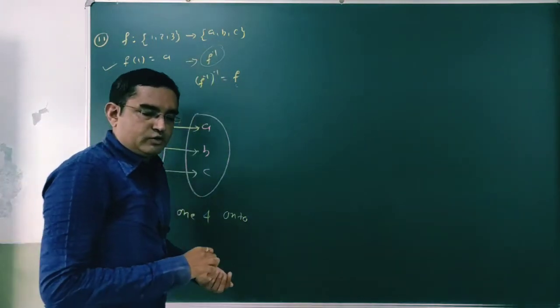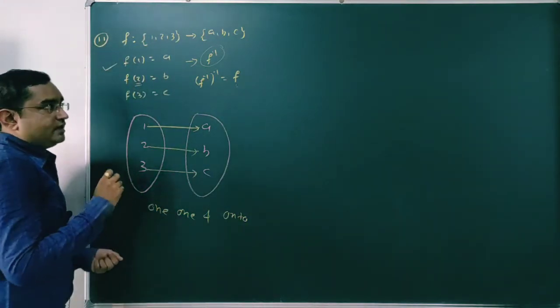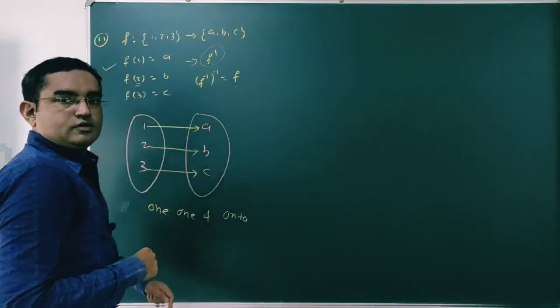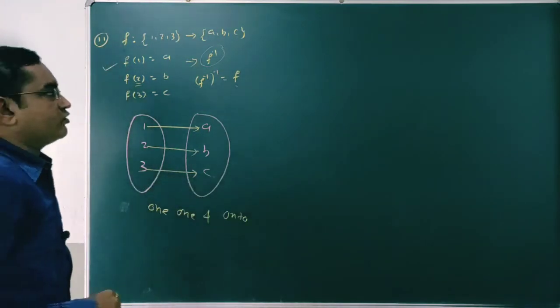Inverse निकालने के लिए पहले तो inverse exist होना चाहिए. So here inverse exist हो रहा है। Done. तो अभी इसका inverse निकालेंगे। तो inverse क्या होगा? So here the function f is given. We have to find the inverse of this function.